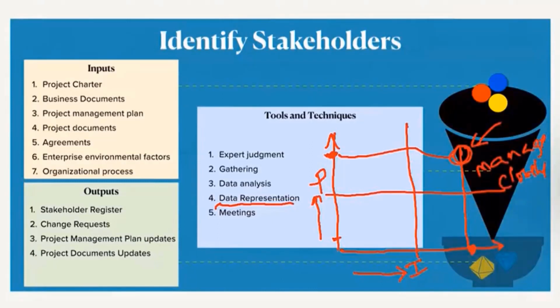A person who has high power, but very low interest. He doesn't have interest in the project. What we have to do as a project manager is keep him satisfied. We don't have to manage him closely. We have to keep him satisfied by giving regular updates about the project. Even though he doesn't have interest, he has power. He has power to take decisions on the project. So it is a project manager's duty to keep him informed about these statuses. That is the keep satisfied.